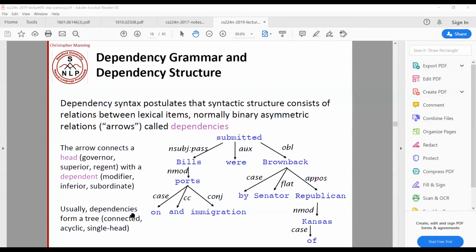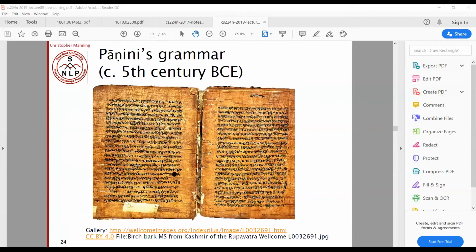There's some sentence that's something like... I put the sentence in the chat. Pardon? The sentence is in the chat. Oh, thank you. But you can kind of reconstruct the sentence. If you look at it, it says something like bills on ports and immigration were submitted by Republican Senator Brownback of Kansas. I'm pretty sure that's the sentence just from looking at this.